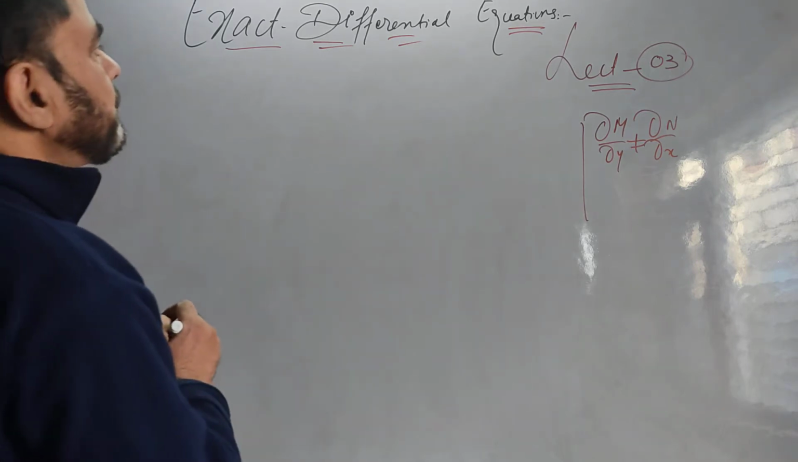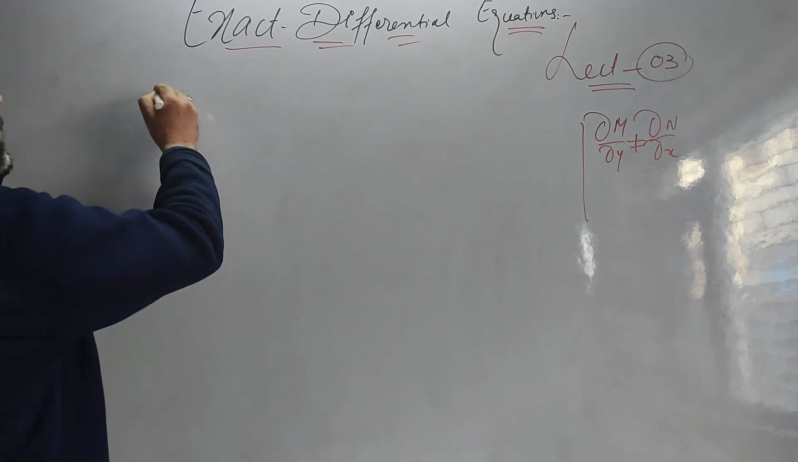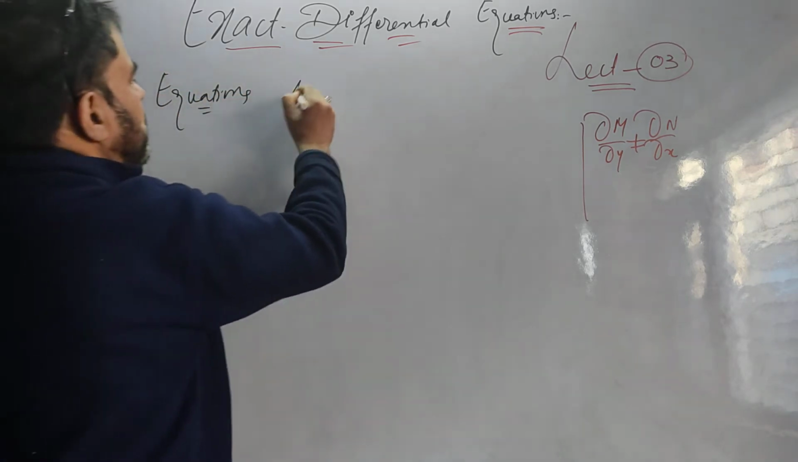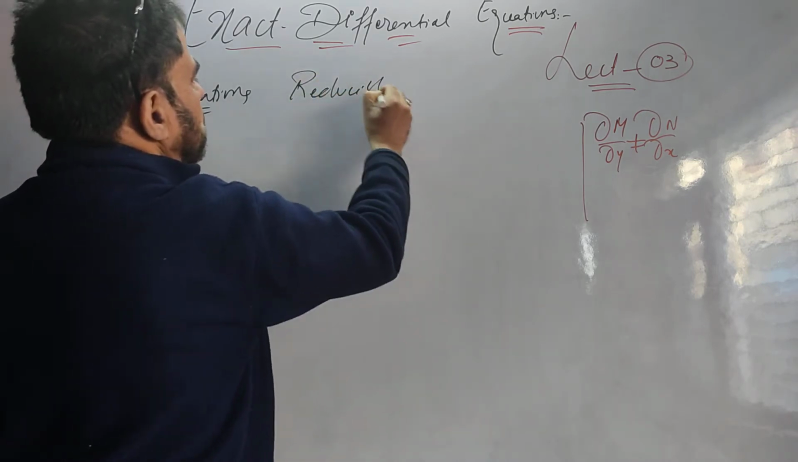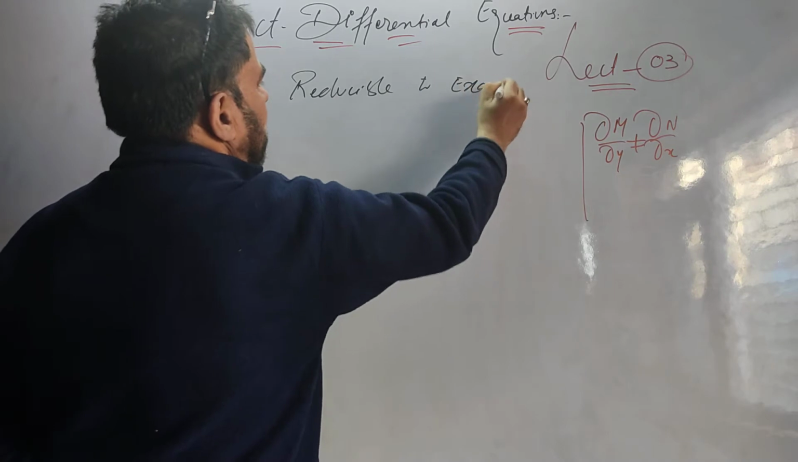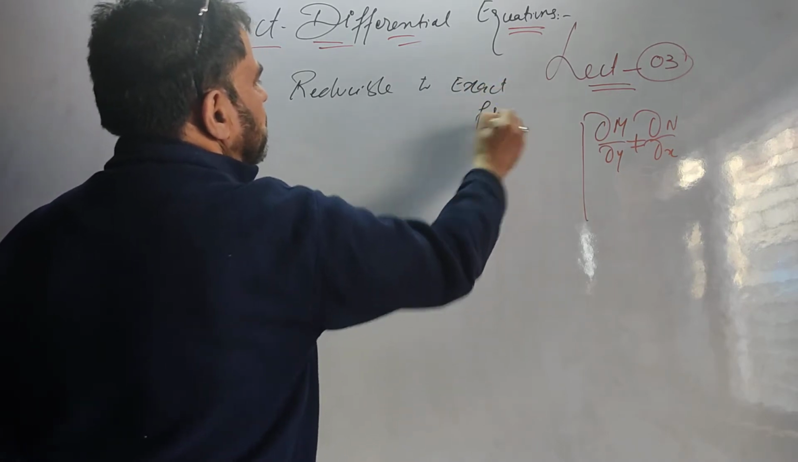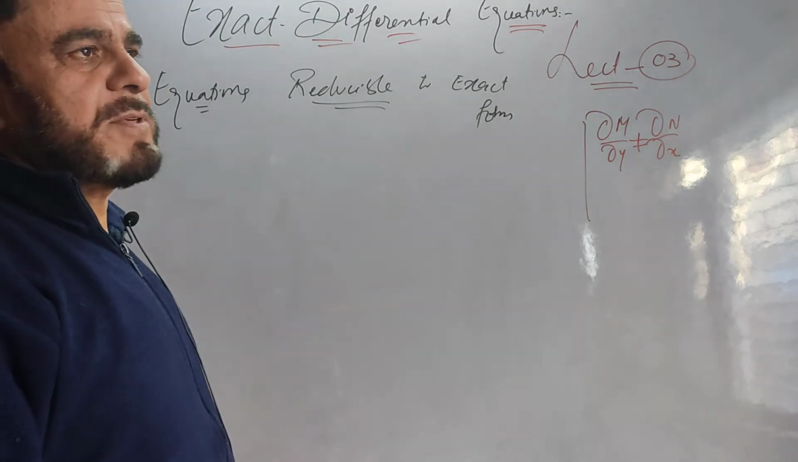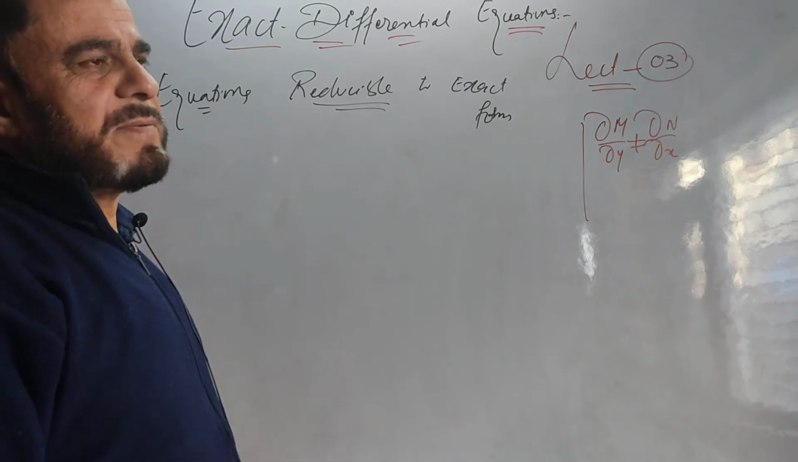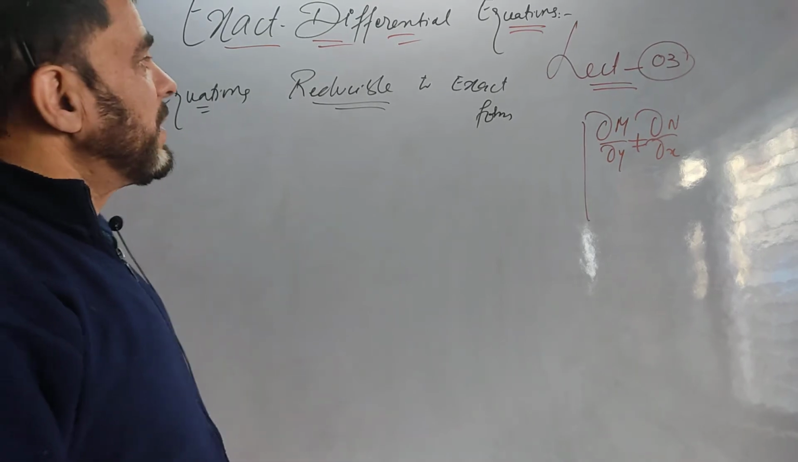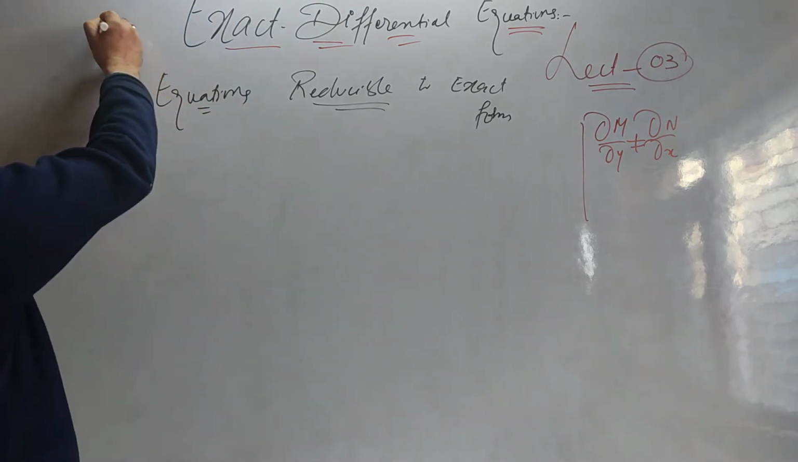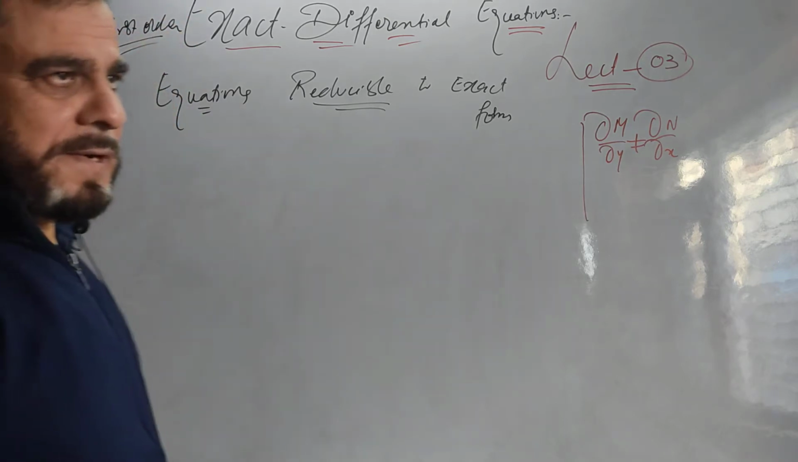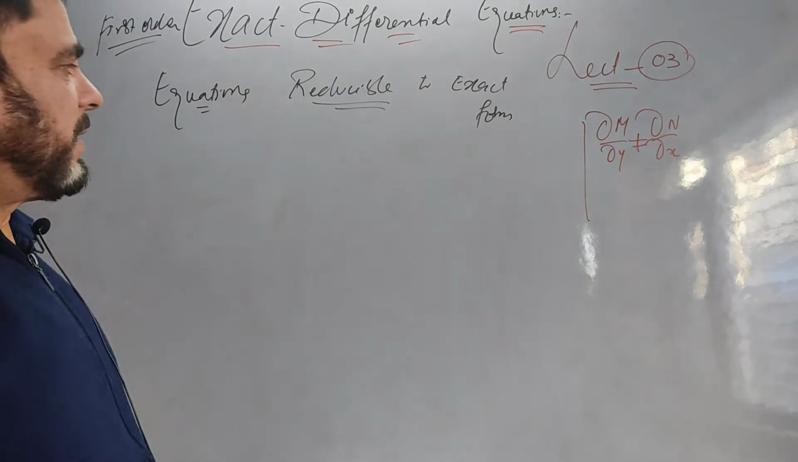These are equations reducible to exact form. We will be dealing with when it is possible to reduce a differential equation to exact form. In other words, each and every differential equation cannot be reduced to exact form. Here we are dealing with first order exact differential equations. We have other methods if it is not reducible.